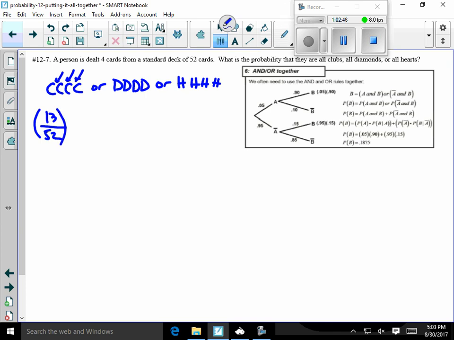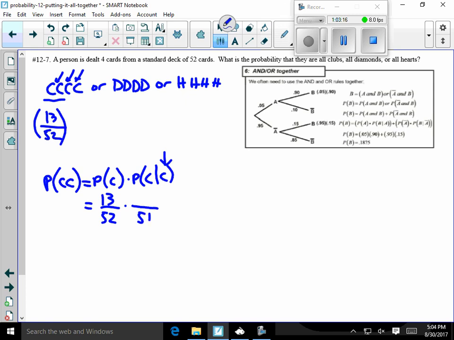Now, the next one would have to be a club. So let me show you something here. If I'm talking just about these first two, the first one being a club and the second one being a club, that's going to be the probability that the first one's a club times the probability that the second one is a club given that the first one is a club. Remember, the second would be a conditional probability. So the probability of the first one being a club is 13 out of 52. But the second time, we've already had a club drawn, so that means there's 51 cards left, and of those, 12 of them are now clubs, right? So the second one is a conditional probability. 12 out of the remaining 51 cards are clubs. And this third one is also conditional.